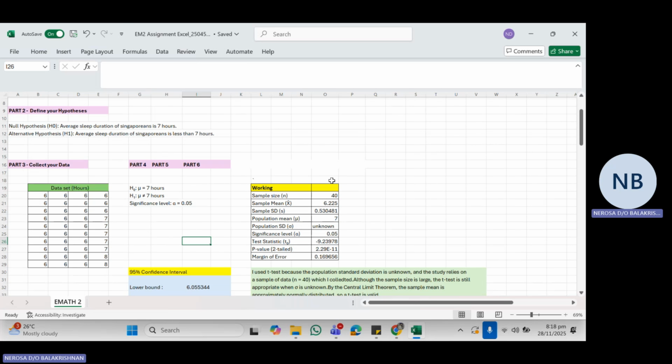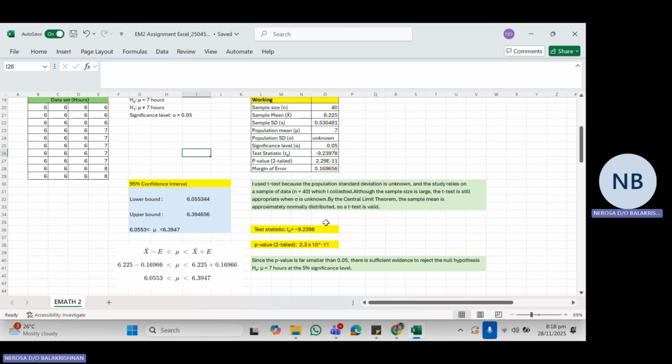These are my data sets. These are my workings that I have done. So now I'll be talking about why I use the t-test.